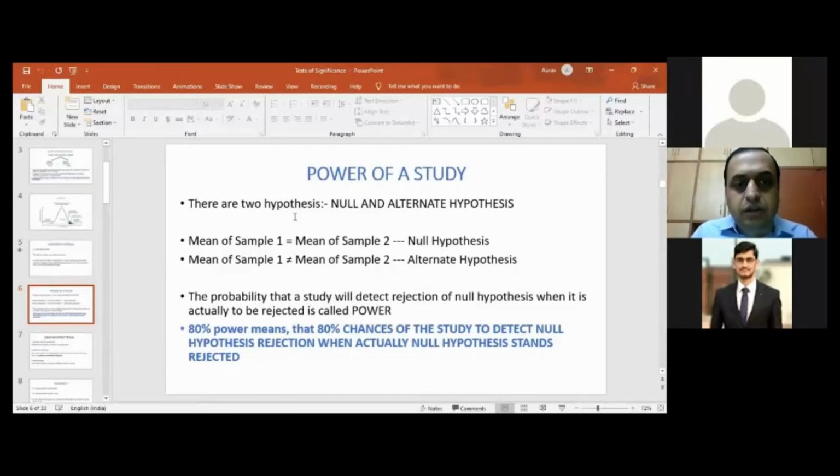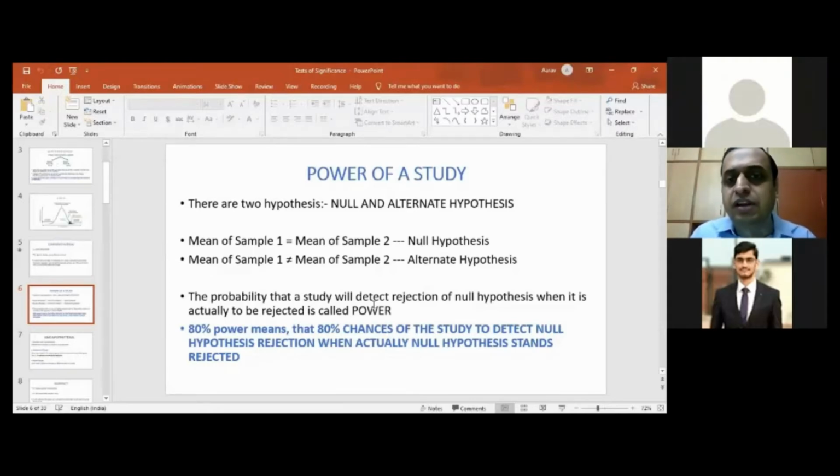This is called alternate. So suppose there is actually a difference between the mean of sample 1 and sample 2. The probability that a study will detect this difference is the power. So if there is actually a difference, how much is the strength in the study that it will detect this difference? That is called power. So you can very well say it is just equivalent to specificity, if we talk in terms of that diagnostic test thing.